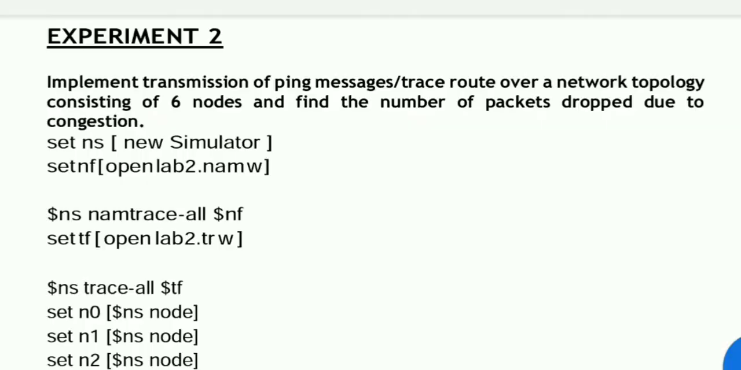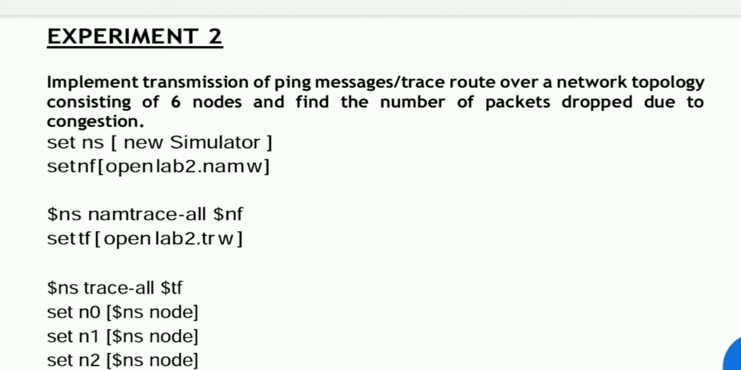Now let us have a walkthrough of your code. Having a walkthrough of the code, you have already seen in the previous experiment. So we make the initializations. Here also we do the same. Again, as the problem statement tells, we will be sending a ping message with the topology of 6 nodes.